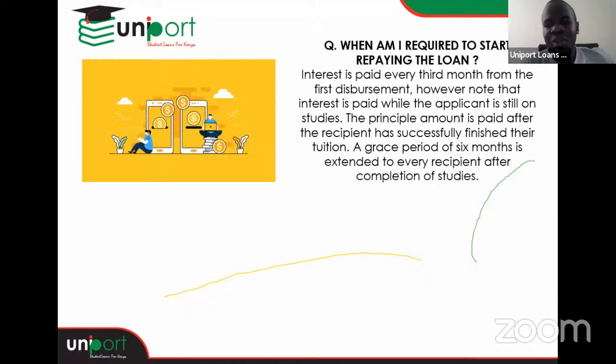When are you required to start repaying the loan? So, as we said, interest will be paid every 3 months from the time the amounts are disbursed. But when it comes to the principal amount, that is paid after you've successfully finished your tuition. That means if you're in your first year, you'll start to pay back the loan after you finish your 4 years, that is at the end of your 4th year. You'll be given a grace period of 6 months upon completion of your studies, remember, and not from the time you graduate. So you'll start to pay the principal amount after 6 months from when you finish your studies.